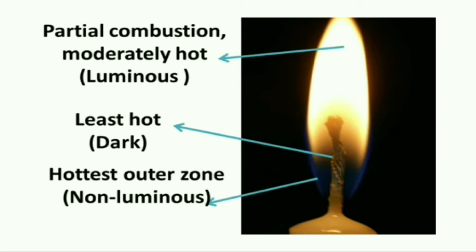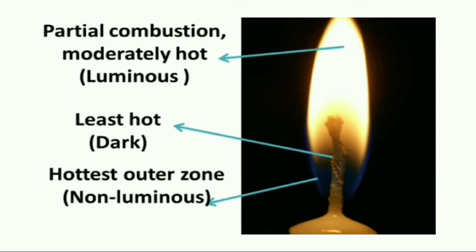The middle zone of a flame is yellow. It is bright and luminous. Luminous means it gives lots of light. The fuel vapor burns partially, not completely. The fuel vapors burn partially in the middle zone because there is not enough air for burning in this zone. The partial burning of fuel in the middle zone produces carbon particles. These carbon particles then leave the flame as smoke. It has moderate temperature.